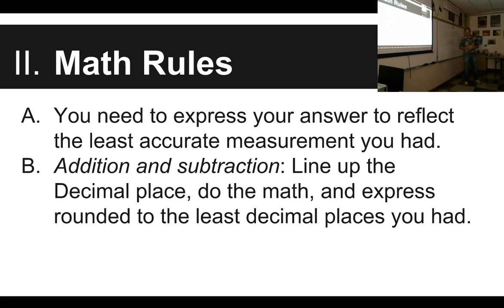So if you're adding 3.25 and 6.4, the 0.25 and the 0.4 add up to 0.65, but you don't say 0.65 because in one of your measurements you only had 0.4. So you would round to the tenths place, right? You want to only show as many decimal places as your least accurate measurement had. You don't express the maximum number of decimal places. You express the minimum number of decimal places, depending on the numbers that you add or subtract.